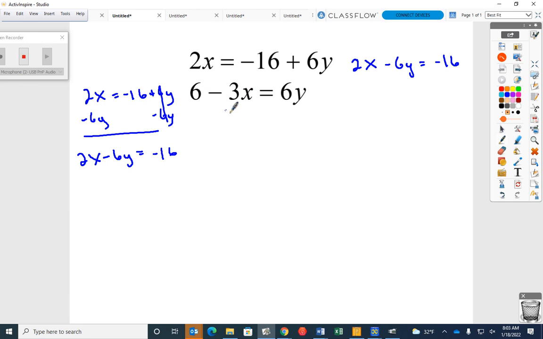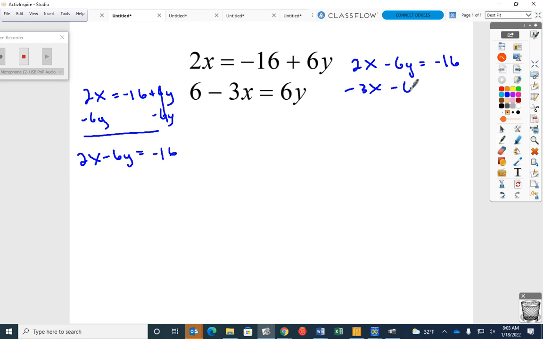The negative 3x is in the right spot. Okay? So I'm going to do this. Now this 6y has got to go where? The other side. It's got to go over here, doesn't it? Well, what can I do here? If I move this to the other side, what's it going to be?